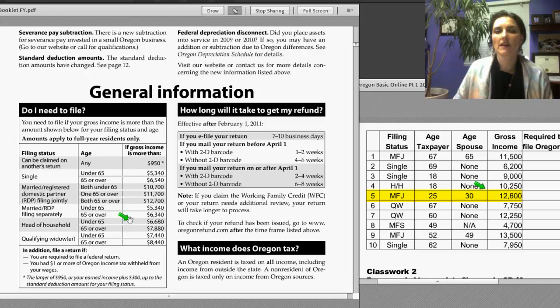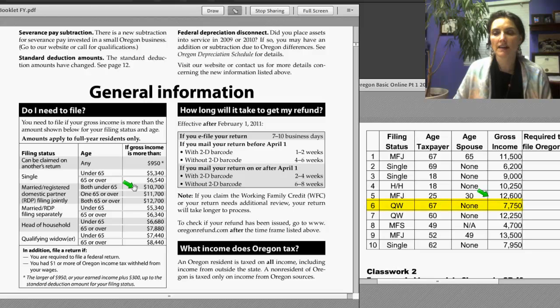Number 5, married filing joint, income of $12,000. Neither filer is age 65 or older. So we go over here, we find that the filing requirement is $10,700. Question number 5, income of $12,600 is more than $10,700, so 5, yes, required to file.